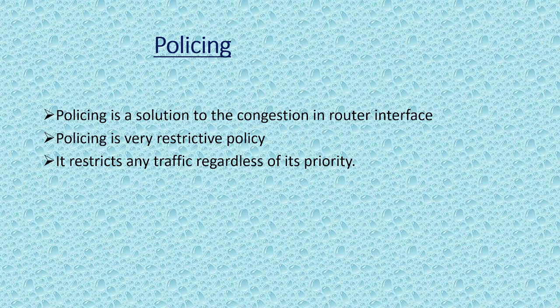It restricts any traffic regardless of its priority. So for example, at the incoming router interface, say voice, video, or data, any traffic comes with a little bit higher bandwidth. Say our router interface has a bandwidth of 2 Mbps, and the traffic that is coming is 2.5 Mbps. So it is 0.5 Mbps more. But policing will not allow the traffic to enter the router interface, because it's a very restrictive policy. If the bandwidth is a little bit more than the router serial interface, it will not allow the traffic to enter, regardless of any priority, regardless of any traffic. It may be voice, video, or data, but it will restrict any traffic.